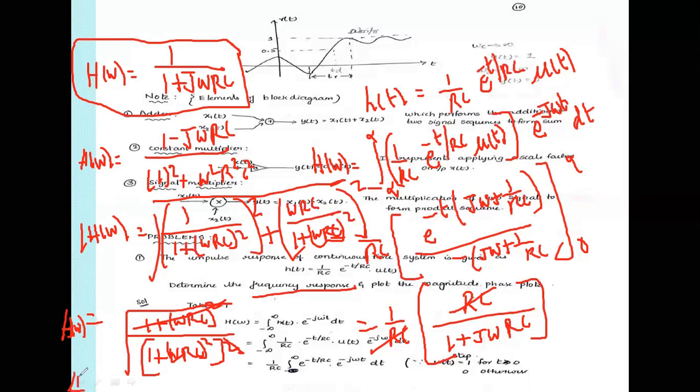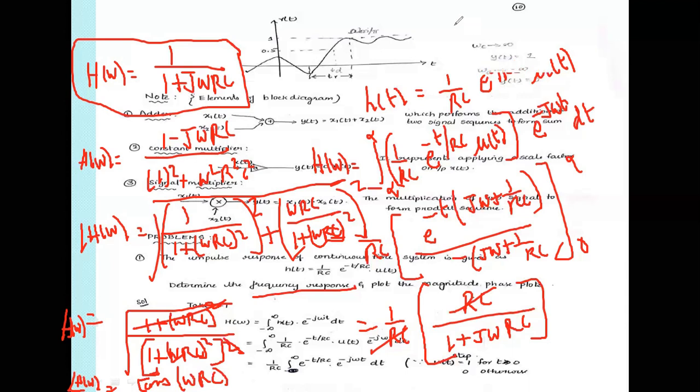And the angle of H of omega is equal to the imaginary coefficient by the real coefficient. What is the imaginary coefficient? Omega RC with this denominator, and the real coefficient is 1 with this denominator. So we have only omega RC, the tan inverse of omega RC.